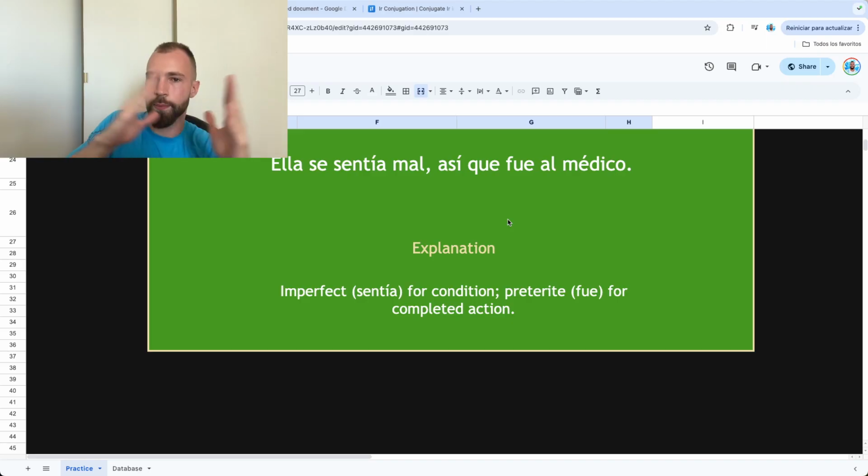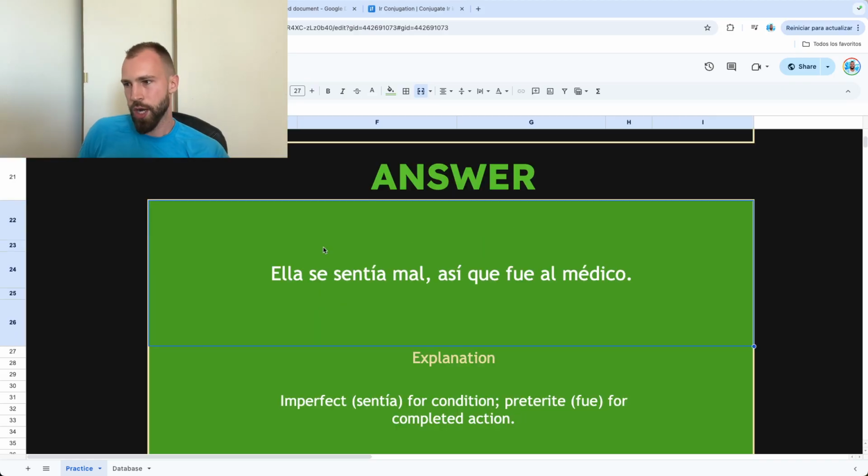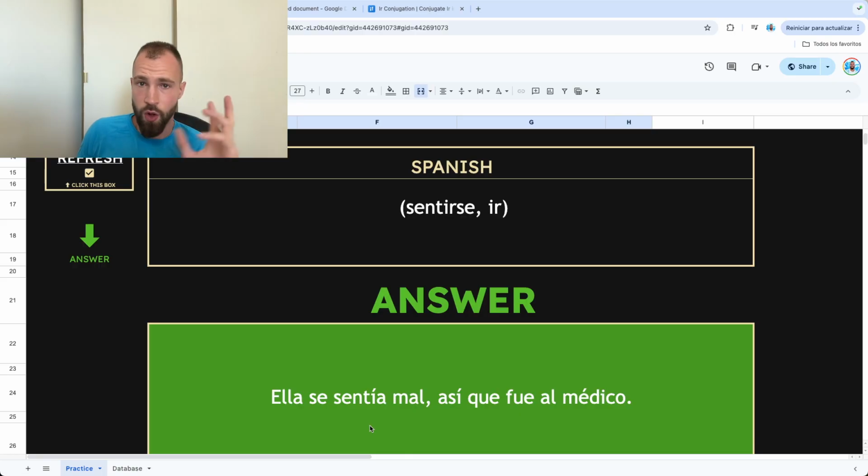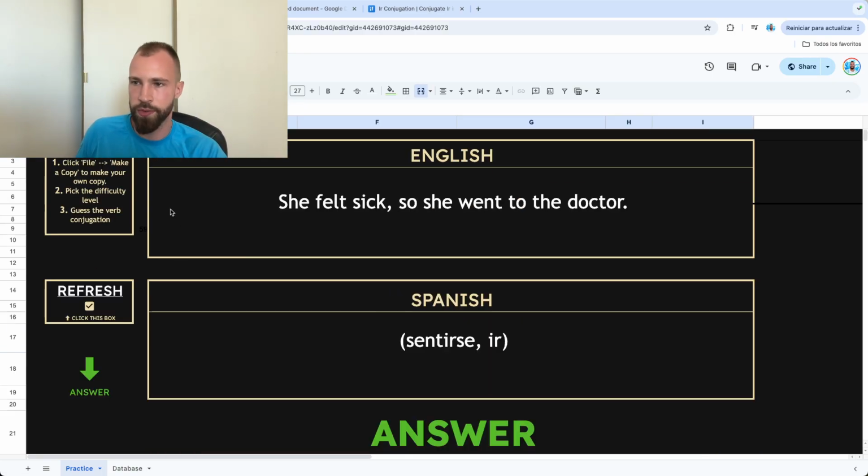She was feeling bad, imperfect. She went to the doctor. Because if it was ella iba al médico, it's like we're saying she always used to go to the doctor, which we're not trying to say. We're also not trying to say that she always felt sick. Okay, always was just me adding a word, but she was feeling sick. That's why it's the imperfect.